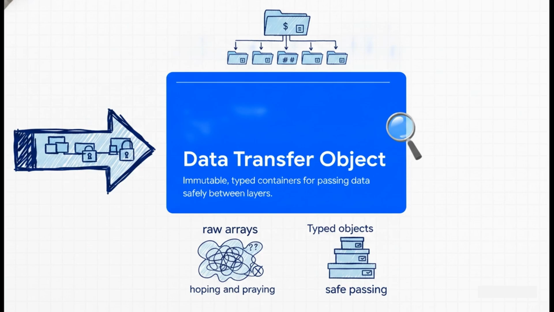Think of DTOs as immutable, strictly typed containers. They completely replace that awful old habit of passing around raw arrays. I mean, instead of tossing a giant array around and just kind of crossing your fingers, hoping that a first_name key actually exists, you pass a typed object.